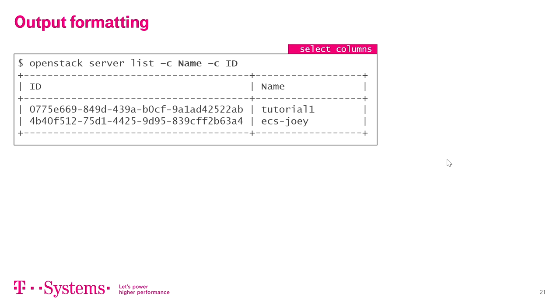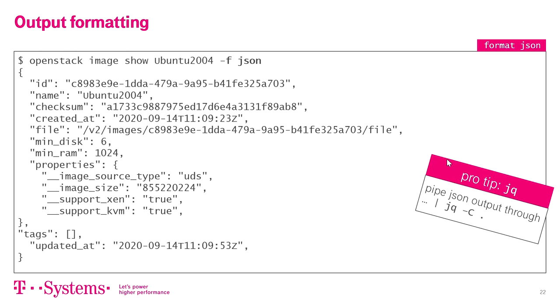Let me give you an example of how to select columns. As you've seen in a previous example, there have been four columns. And if I just want to have two of them, I can put in a selector -c and select what I want here. I can also change the output format. So if I use the show command, I usually get way more attributes, and it might be more convenient to have them in JSON format, as you can see here.